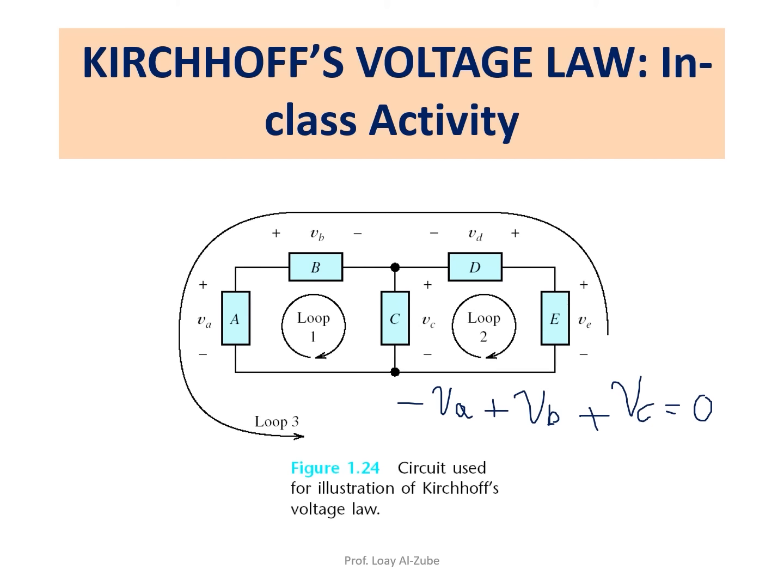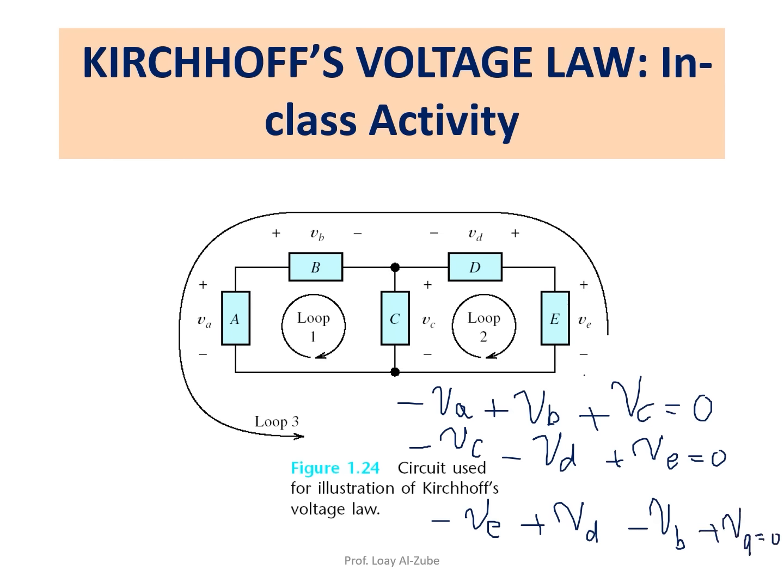Now, for loop 2, what is the equation? Minus VC, correct? Minus VD plus VE equals 0, correct? Right? Now, for the bigger one, you can go this way, the other way, or that way. I want to change it, but you can do it either way. So what is the last one? I will start from this point. Minus VE plus VD minus VB plus VA should equal 0, right?